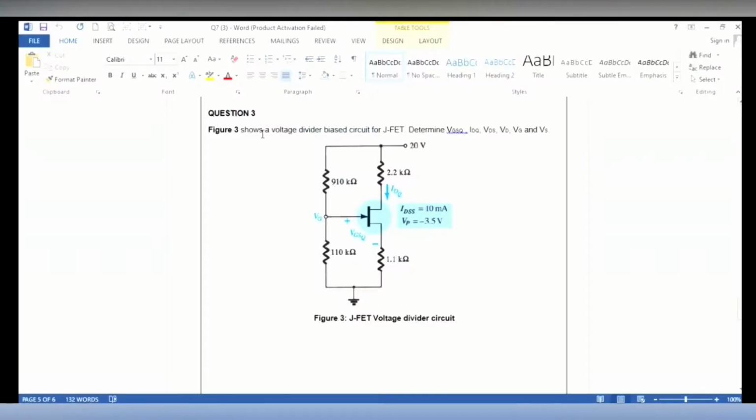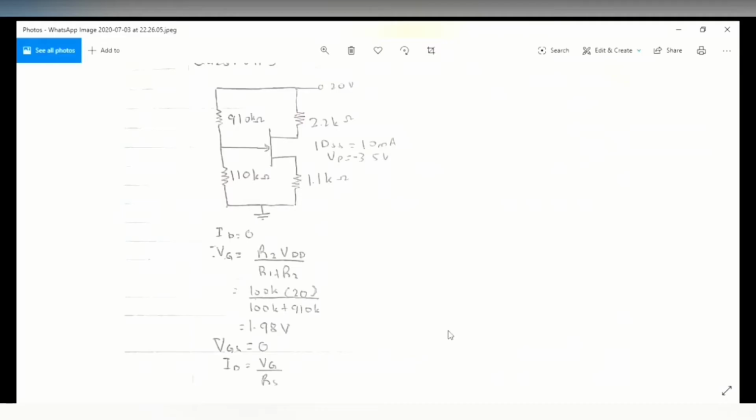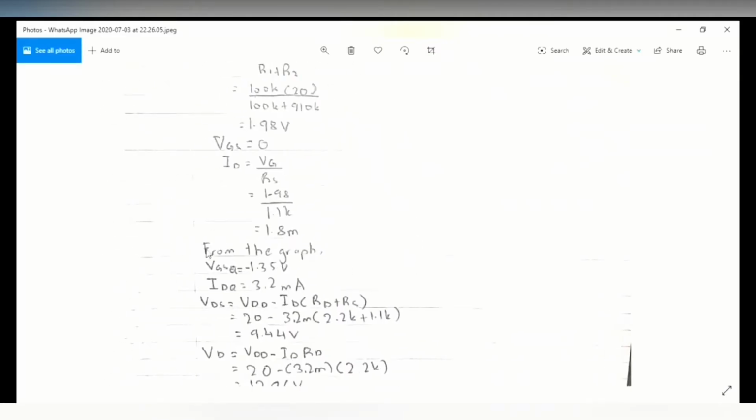Today I will explain about question 3. Question 3 shows a voltage divider bias circuit for J-FET. Today I will explain how to determine the VGSQ, IDQ, VDS, VD, VG and VS. First, we need to find the VGSQ and IDQ from the graph.